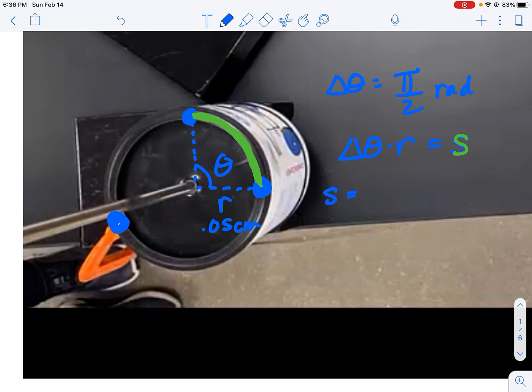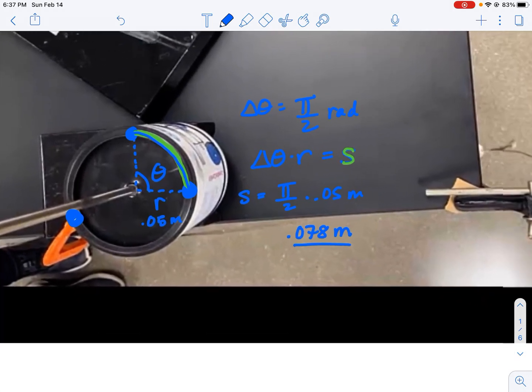So I could calculate this arc length. It would be pi over 2 radians times 0.05 centimeters. And if we were to multiply that out, let's see what we get. We get 0.078 meters. I'm sorry, that's 0.05 meters, not centimeters. It's 5 centimeters, which is 0.05 meters. Okay, so that's 7.8 centimeters. And based on the scale of this picture, hopefully that makes sense.